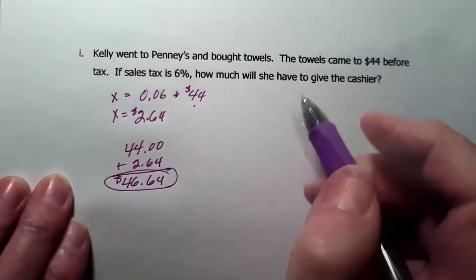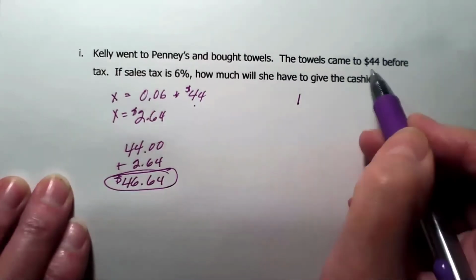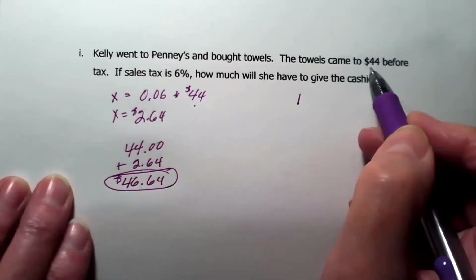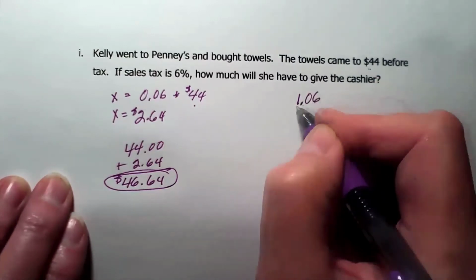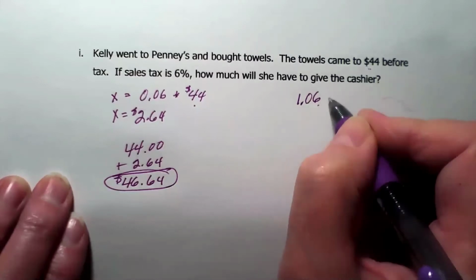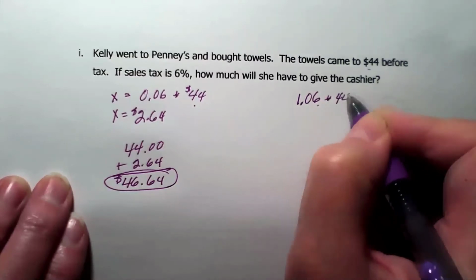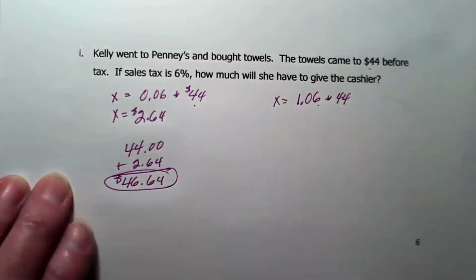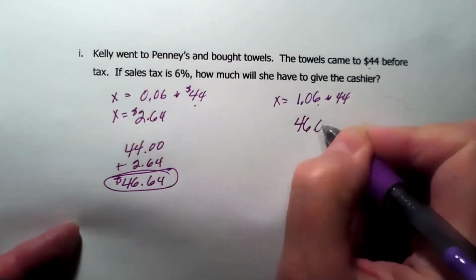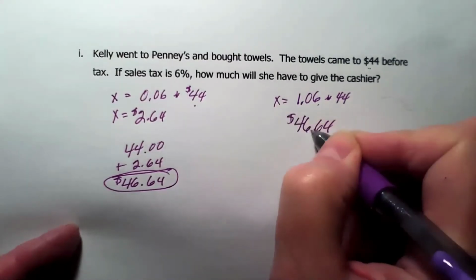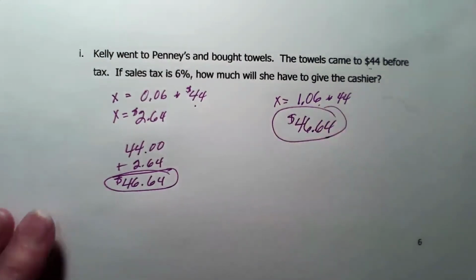Another way to do it is figure that she's going to pay 100% for the towels, so that's 100% plus the 6%, so 106% together of the original price of the towels. And if you figure that out, then you don't have to add it in later. So I'm going to do 1.06 times 44, and I get $46.64. So you can do that either way.